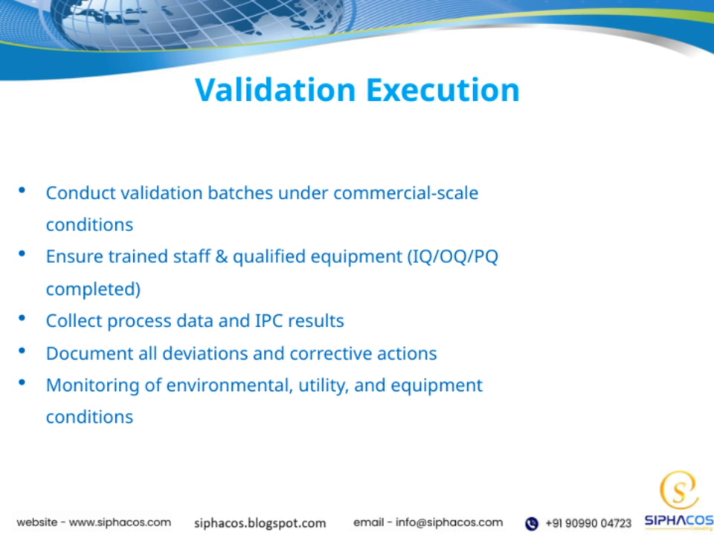During the validation, it's important to collect comprehensive process data and in-process control results. This data helps us verify that the process remains consistent and within specifications. We also need to document all deviations and any corrective actions taken. This documentation is vital for traceability and continuous improvement. Monitoring environmental conditions, utilities, and equipment is another key aspect. It ensures that the environment remains within acceptable parameters, which directly impacts product quality and process reliability.